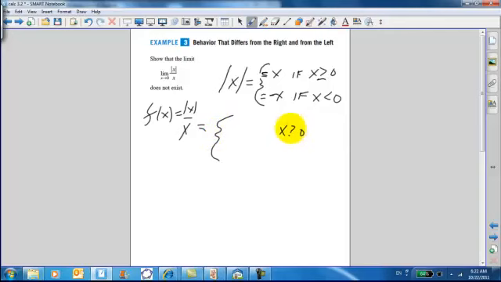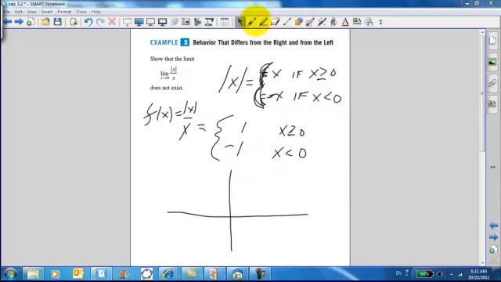When x is greater than or equal to 0, the absolute value of x equals x, so the whole thing will just equal x over x, or 1. But when x is less than 0, the absolute value of x will equal negative x. So we'll get negative x over x, so that's negative 1 when x is less than 0. So in terms of a picture, when x is greater than 0, we're going to get 1. When x is less than 0, we're going to get negative 1. And so we get this picture of something that's very strange.